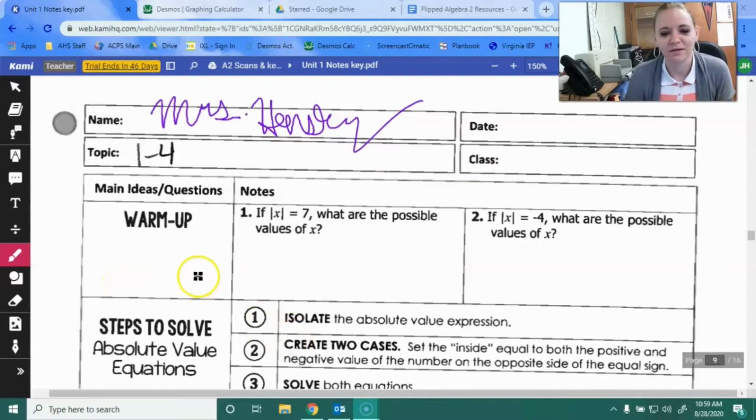Well, we're going to have to do a little bit of isolation today. We're going to have to isolate the absolute value. So, starting out, this is actually section 1-4, but we're going to go ahead and work on it now. This whole unit is going to be on absolute value.